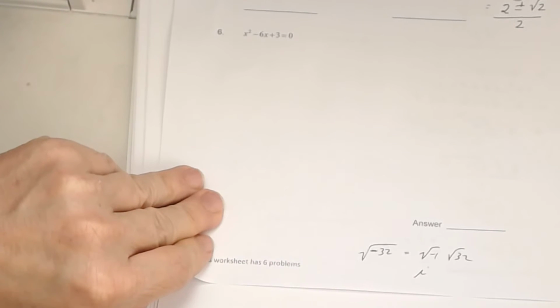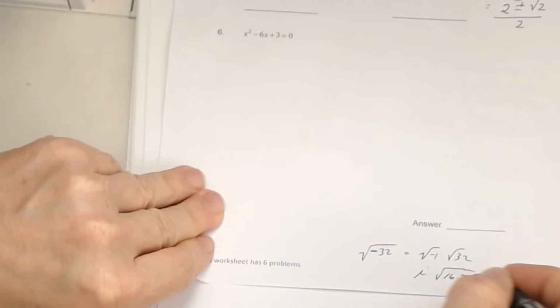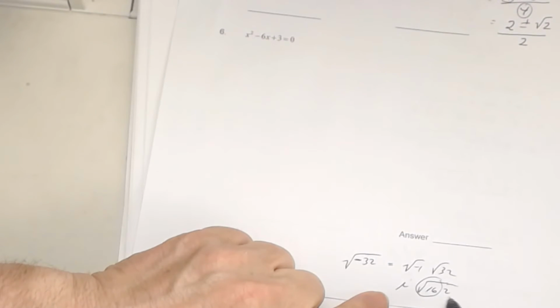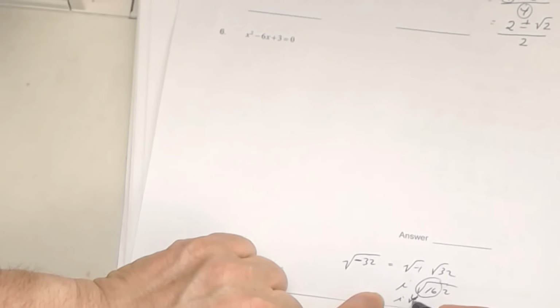Really? 16 is the largest. 16 times 2. And what's the square root of 16? All right, now, remember in the first one we did, it was just I times the square root of 47? Here you can get I times 4 times square root of 2, right? See how it looks? I times 4 times square root of 2?